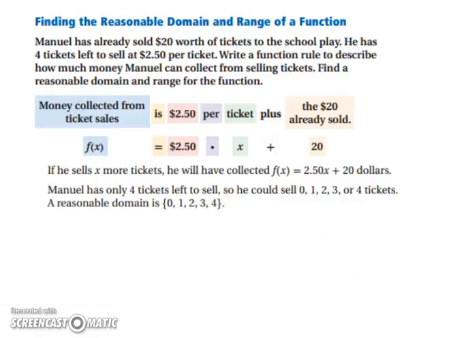Now it's time to figure out what the reasonable range would be, your output values. So we're going to need to substitute 0, 1, 2, 3, and 4 into our equation to figure out what the reasonable range would be. So we already discussed that if we inserted 0, he would just be at $20. So when he inserts 0, he will be at $20. And I'm going to straighten out this line a little bit. There we go.